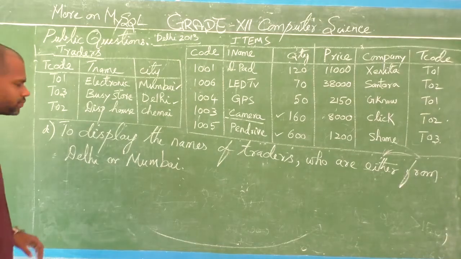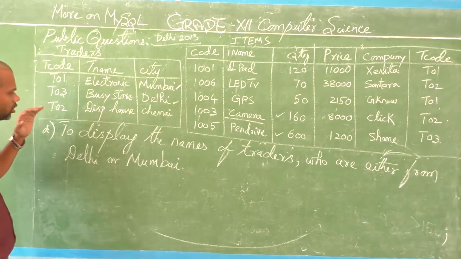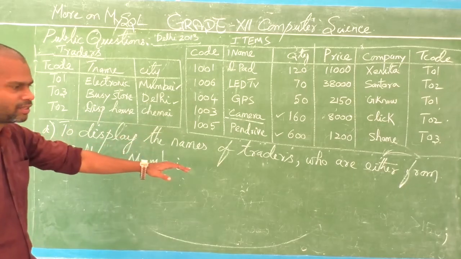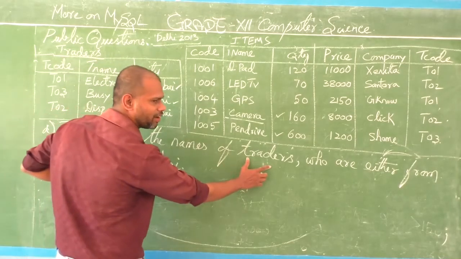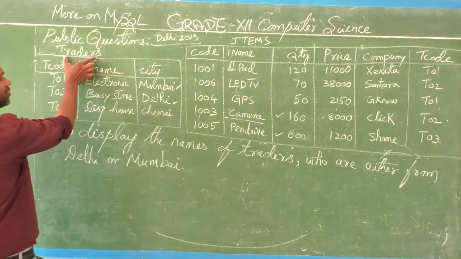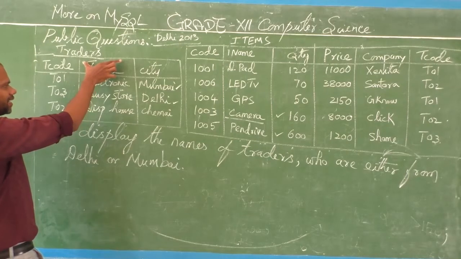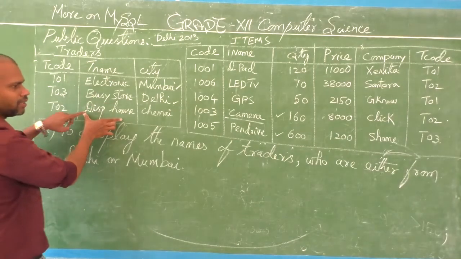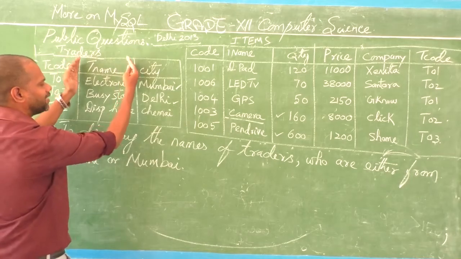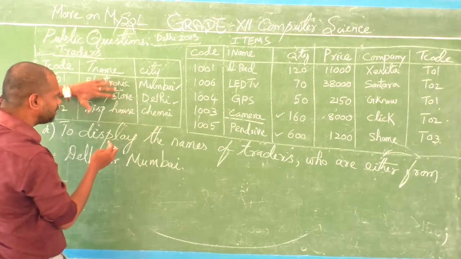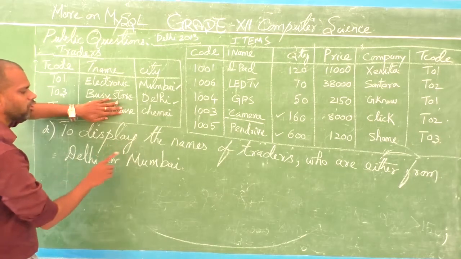Okay, students. Now we are going to see the D question. To display the names of traders, that means you have to see the traders table. Here traders are given. You have to display the traders' names, who are either from Delhi or Mumbai. You have to display all the names, but one condition is that they have to be in Delhi or they have to be in Mumbai.